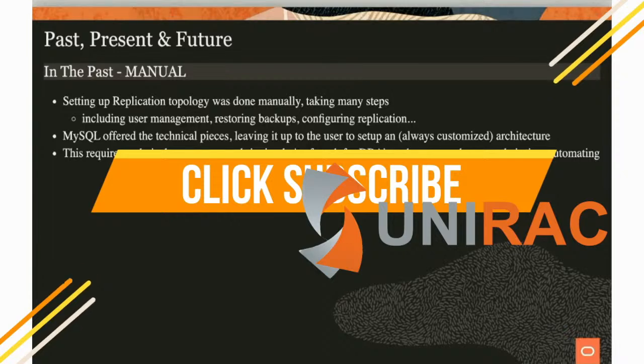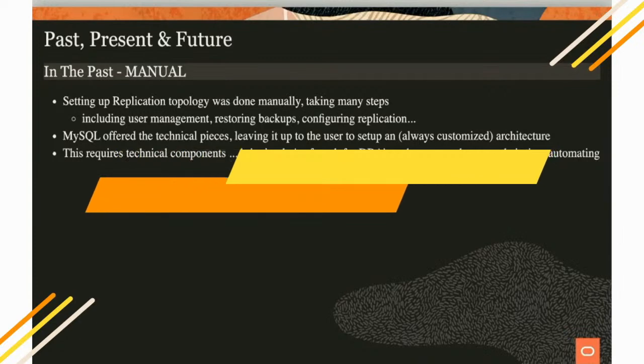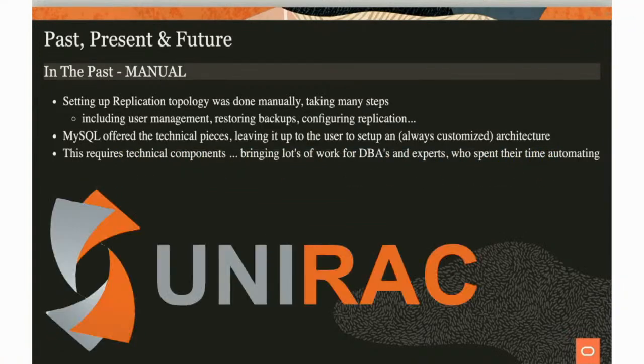For example, when a user wanted to add a replica, a backup had to be restored. A user had to be created on the primary. Configuration of replication had to happen. Replication had to be started, and so on. This is just to configure the replication topology. Then when the user wanted to make topology changes, more steps were required to do this.